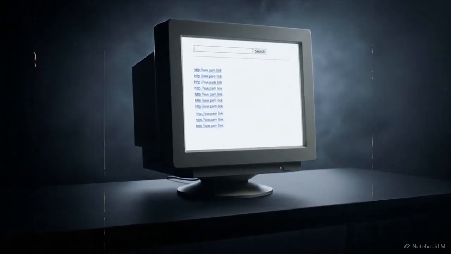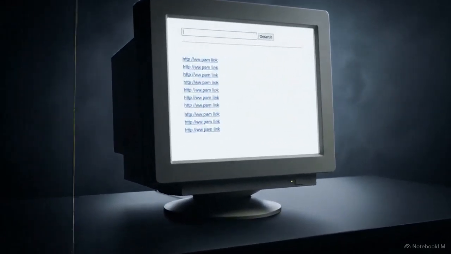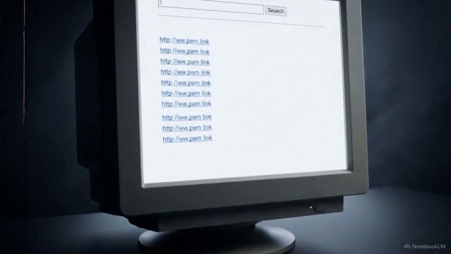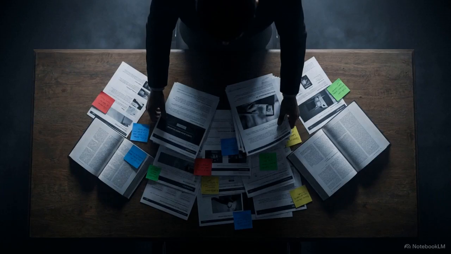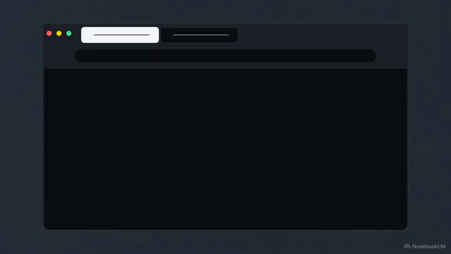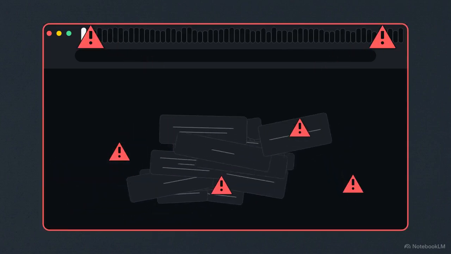For 25 years, the internet operated as a rigid retrieval utility. You type a keyword, and the machine returns a static list of documents. If you have a complex problem, the burden of assembly falls entirely on you. You open dozens of separate tabs, run isolated searches, and manually piece the answers together.